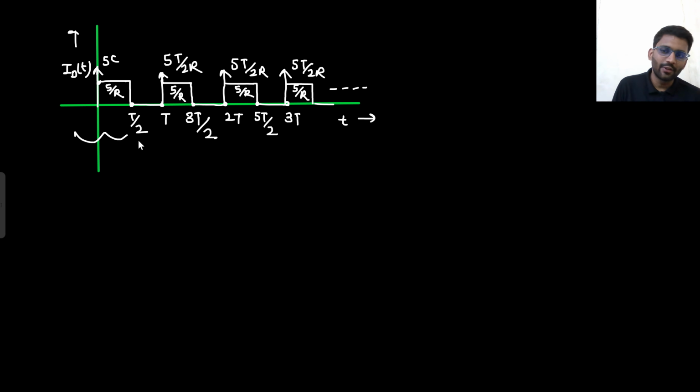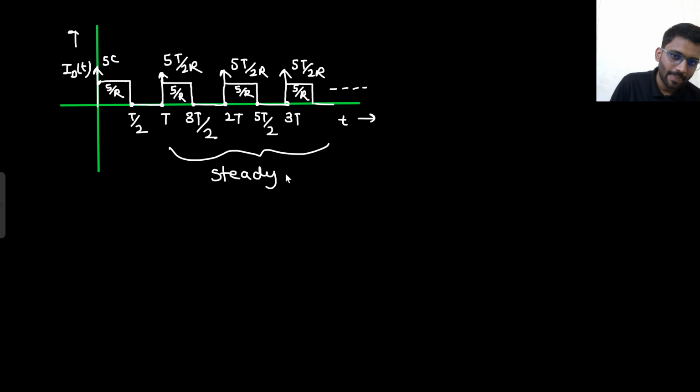Now this much will not come in action because this is not the steady state. This is the steady state, right? This is steady state. Are you getting this point? So what will be ID average? I should write it like this: IDT average at steady state.